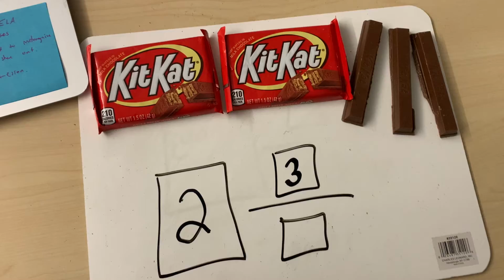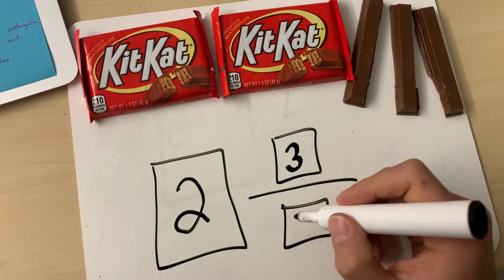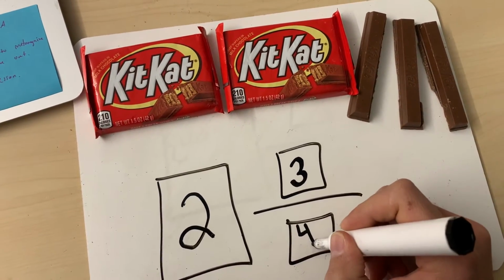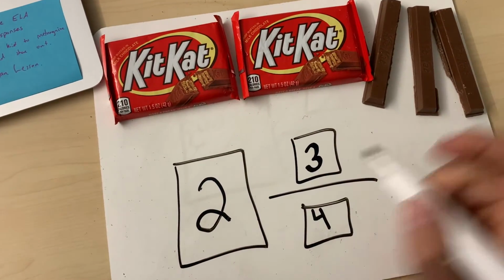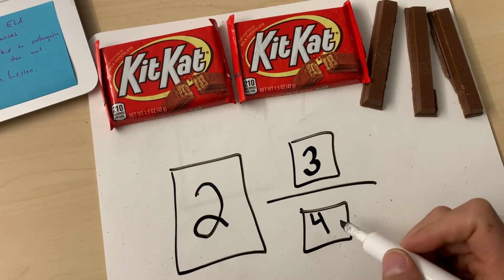Just in case you don't know how many pieces are in a Kit Kat, let's open it up to figure out. If I open my Kit Kat, I see that there are 1, 2, 3, 4 pieces. That means my denominator would be 4 because there are 4 pieces in one whole. In order to describe my lunch using a mixed number, I would say I had 2 3/4 Kit Kats.